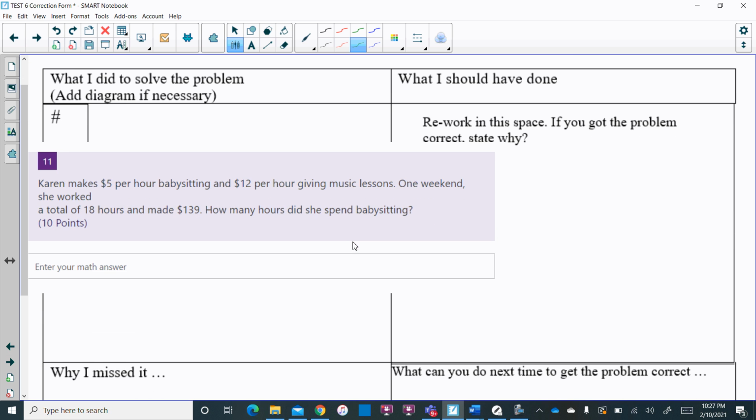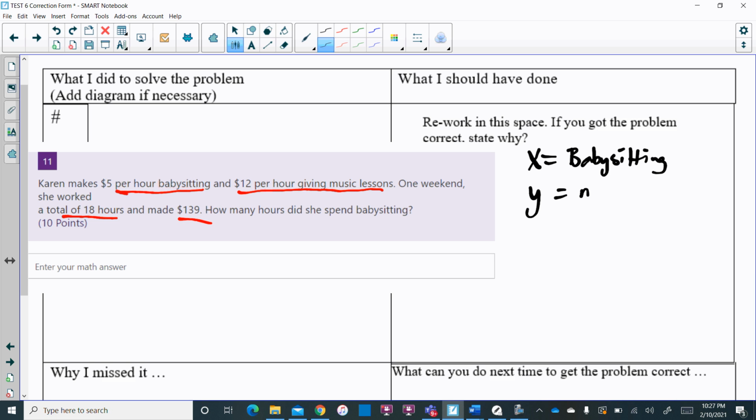Now, here we got another system equation problem. The key information is she's making $5 per hour for babysitting and $12 per hour for music lessons. One weekend she worked a total of 18 hours and made $139. So hopefully we have x is for babysitting, okay, and then we have y is for music lessons.